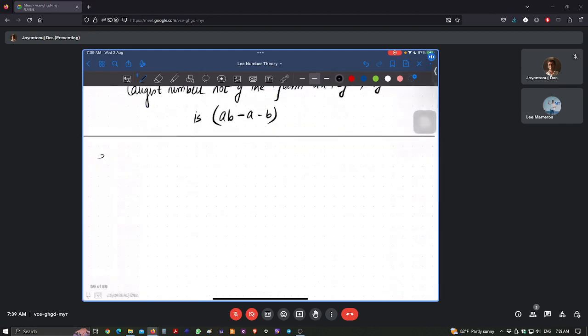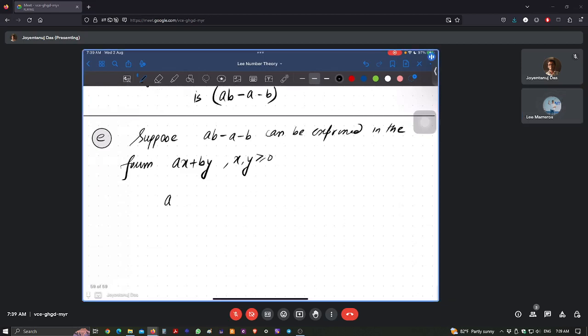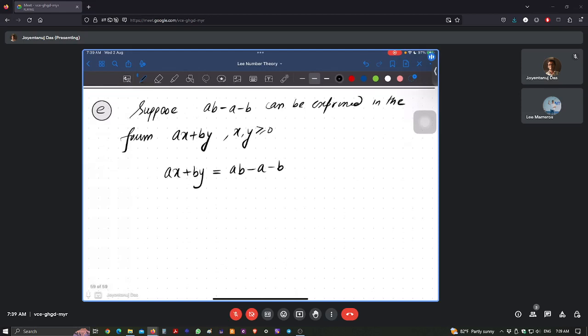Part a is we have to verify whether this is true or not. So let us assume the contradiction. Suppose ab minus a minus b can be expressed in the form of ax plus by, where both x and y are non-negative. So we have ax plus by equals ab minus a minus b. Suppose x and y are a solution. That is fine. So from here, can we do something?